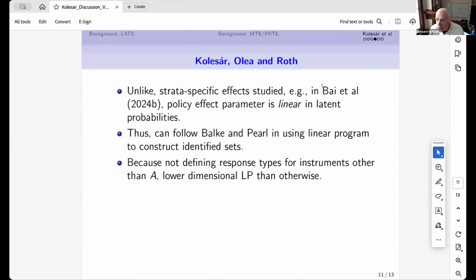It's lower dimensional than I might have thought it would be, because, again, they're not defining these subtypes, they're not defining probabilities for events like I would select a treatment at one value of Z but not at some other value of Z. They don't need to, because that can matter only for a parameter that depends upon that, and the parameter doesn't relate to that.